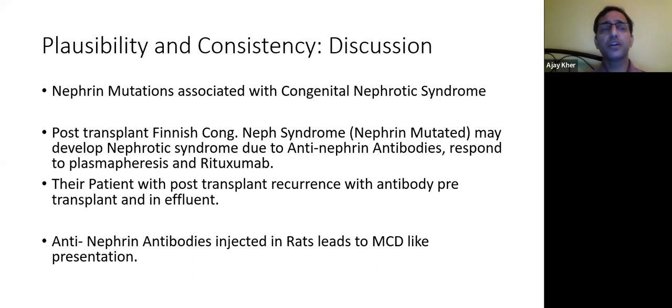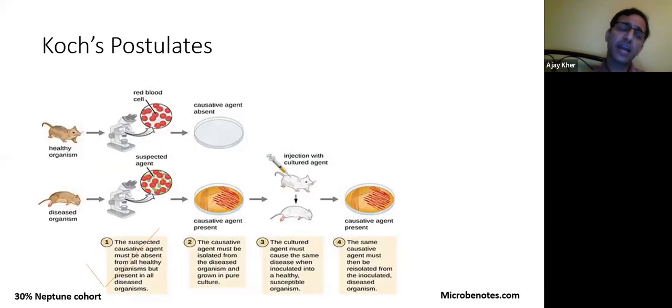So this is again trying to show that there are other patients in which this mechanism has already been shown and proven. And then they talk about their patient who had this post-transplant recurrence as well. In terms of mechanistic animal studies, someone previously has already injected anti-nephrin antibodies into rats in the 1990s, and it leads to an MCD-like presentation as well. So again, showing that this could be in the causal pathway and could be a cause for minimal change disease in at least some patients. Now let's look back at Koch's postulates and see which of these postulates they've shown.